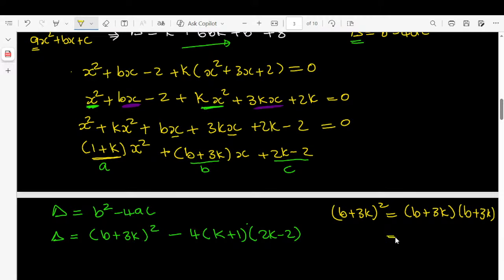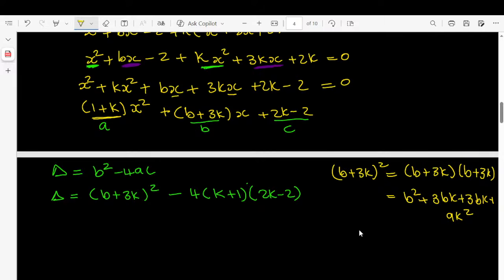So look at this. B times b is b squared using the FOIL method. B times 3k will give us plus 3bk, plus 3bk, plus 9k squared. That's the FOIL method. Right? We are using the FOIL method. We multiply out the bracket, and this is what we get.